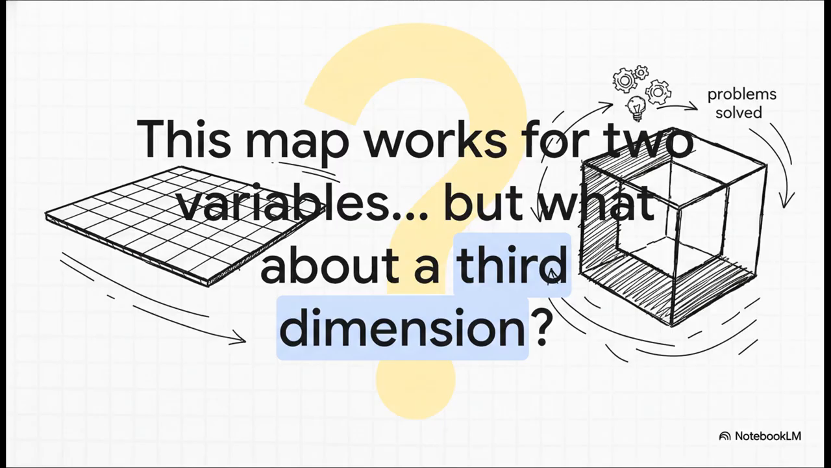This visual method, this mapping of possibilities, is incredibly powerful for two variables. Which naturally leads to the next question. What would the map look like for three variables? It wouldn't be a flat shape anymore, would it? It'd be a solid object. And what kind of problems could we solve then?